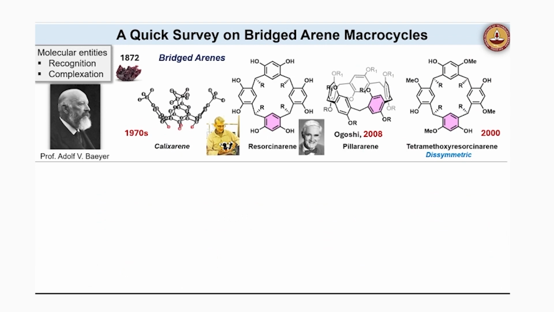Okay. Later on, a few other modifications came up, and the structure that you are seeing here is made of 4 aromatic units. 4 benzene rings you are seeing there, calixarene, right.